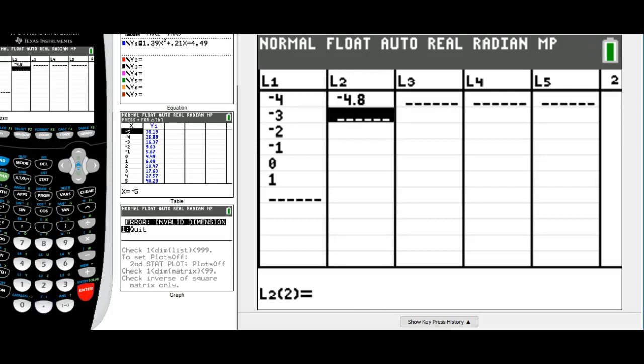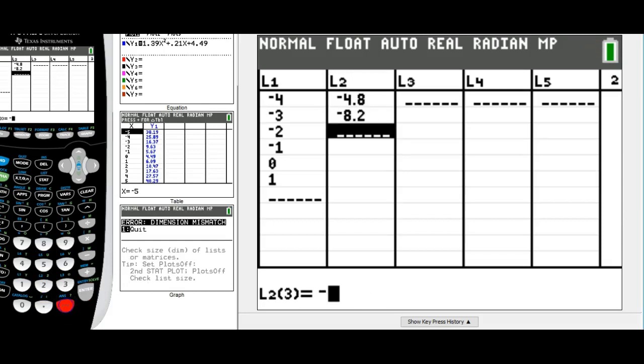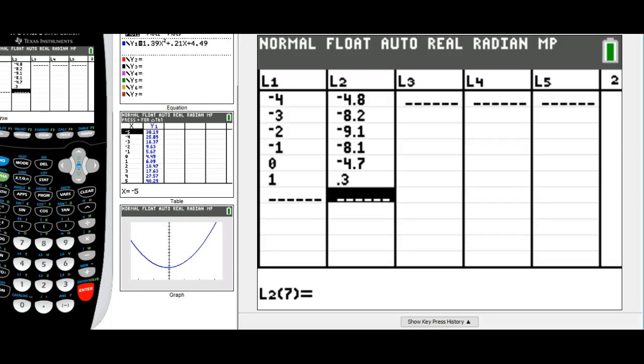-4.8, -8.2, -9.1, -8.1, -4.7, and that last one is 0.3. We do want to look at the graph because, like we said, they didn't give us a clue in the question nor in the answers.